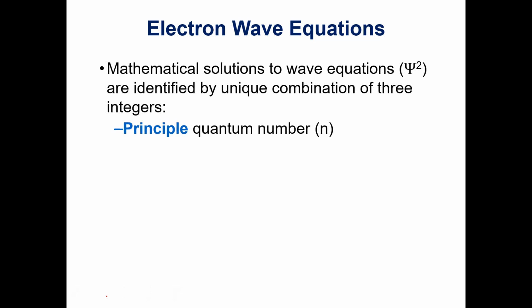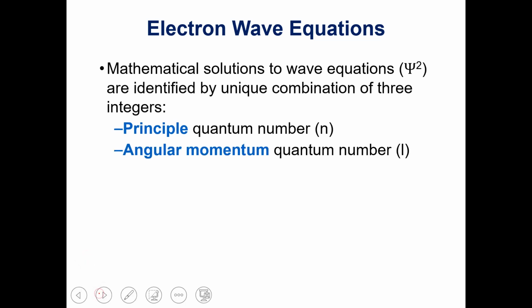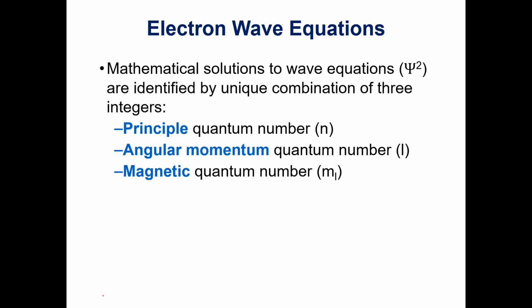And the three integers that we use to describe the orbitals are the principal quantum number n, the angular momentum quantum number L, and the magnetic quantum number m sub L. Now this is an m sub L because there's another quantum number that has an m with a different subscript that we're going to talk about later. For right now, we're going to focus on these three quantum numbers: the principal quantum number, the angular momentum quantum number, and the magnetic quantum number.